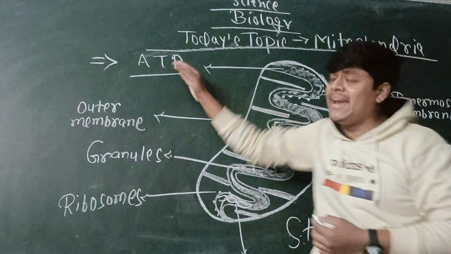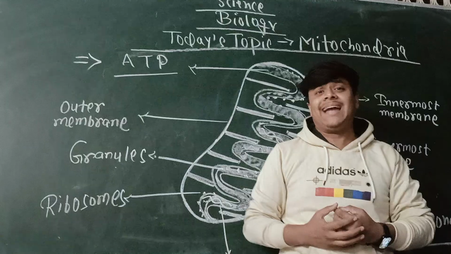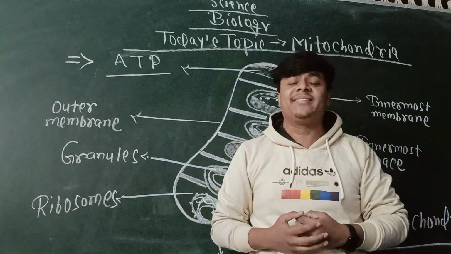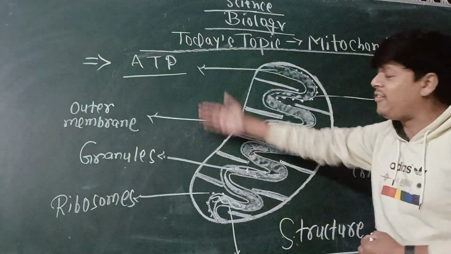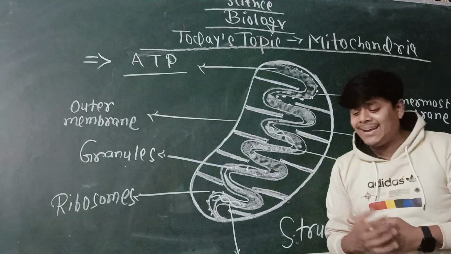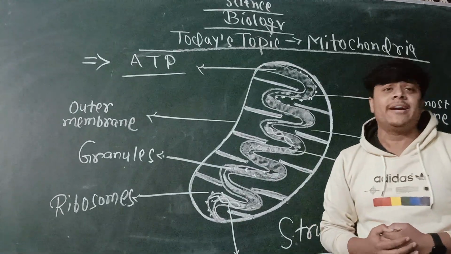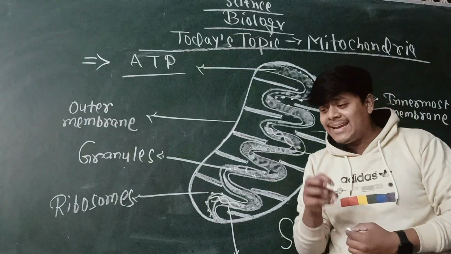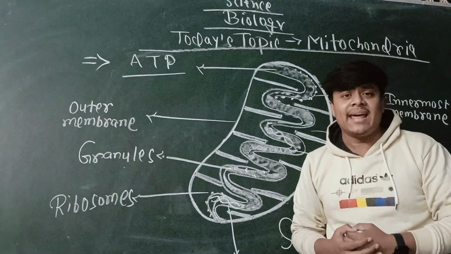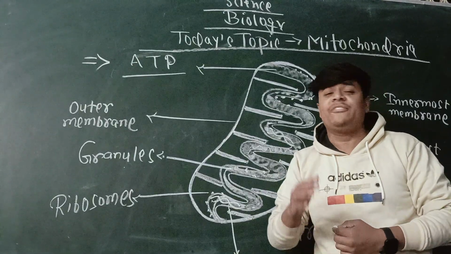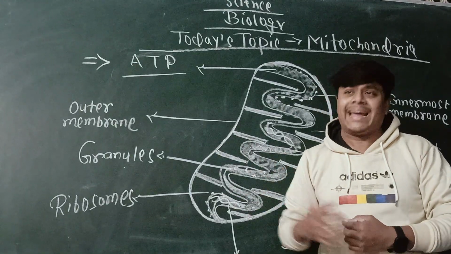So what does the ATP stand for? ATP stands for adenosine triphosphate and it is the energy currency of the cell. But what is the function of the ATP? Let's discuss afterward. We just know that the ATP is basically generated by the innermost membrane and this ATP is stored in a cell, and by using this ATP the cell performs different activities at a certain time.